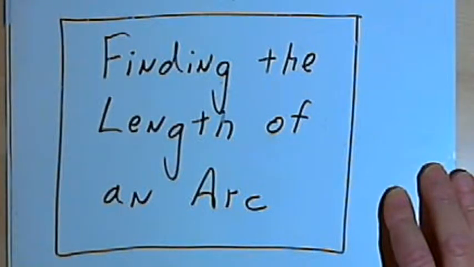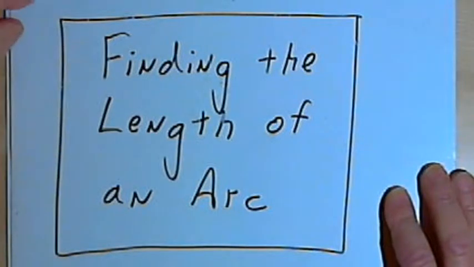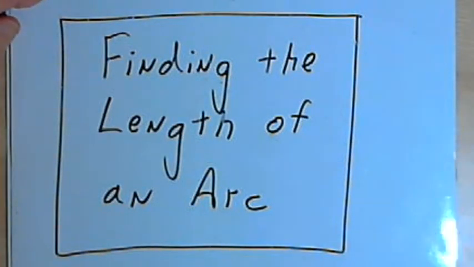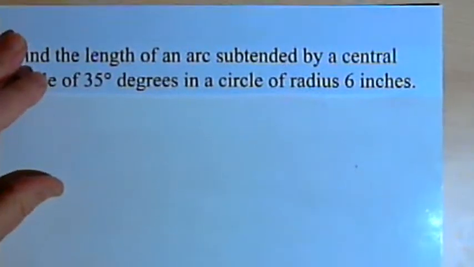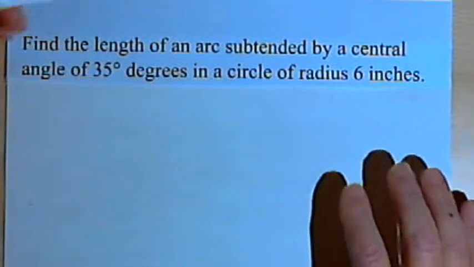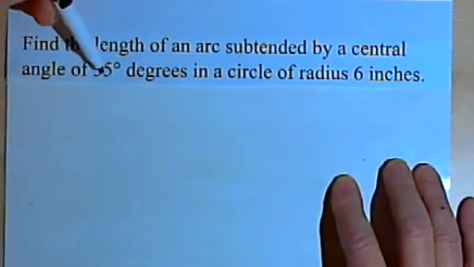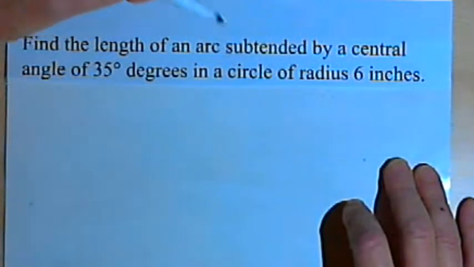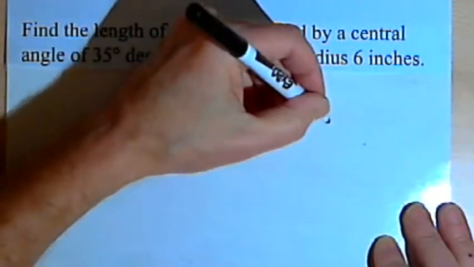And in this video, I want to show how to find the length of an arc. This is a fairly simple process, like a lot of math, once you understand the theory and the vocabulary. So let's take a look at a typical problem. Find the length of an arc subtended by a central angle of 35 degrees in a circle of radius 6 inches. Let's draw a picture to understand what this is about.